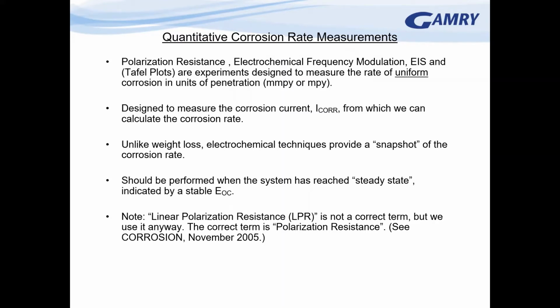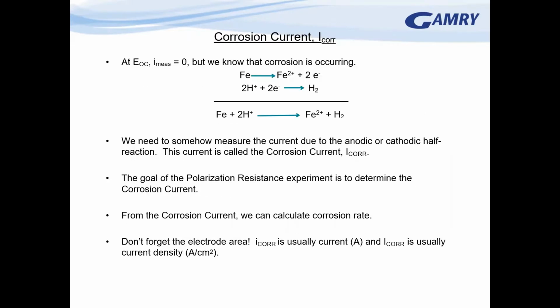So experiments like polarization resistance, electrochemical frequency modulation, and EIS are designed to measure the rate of uniform corrosion. The corrosion current is measured, from which the corrosion rate can be calculated. These techniques yield an instantaneous corrosion rate, which can be compared to the average rate from a weight loss experiment.